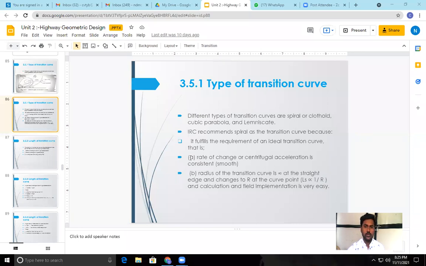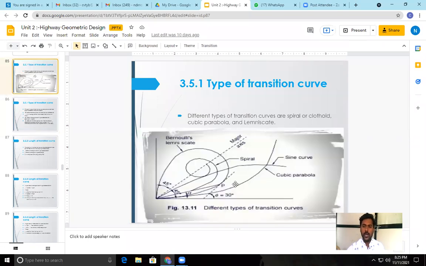Okay, good morning all. In the last lecture, we started with the transition curves. We saw the different types of transition curve, that is the spiral, cubic parabola, and lemniscate. In that lecture, I told that the spiral curve is the most suitable curve for the transition curve.